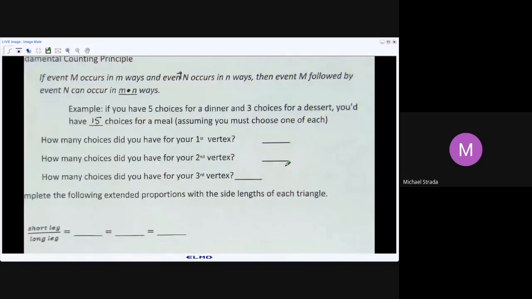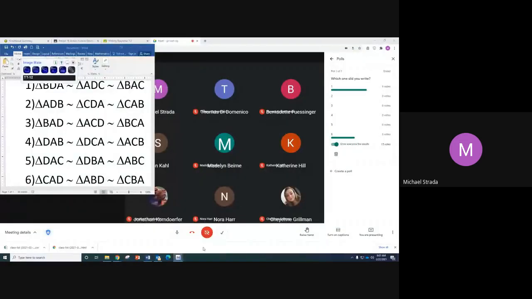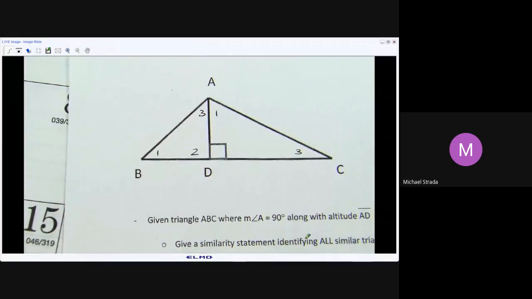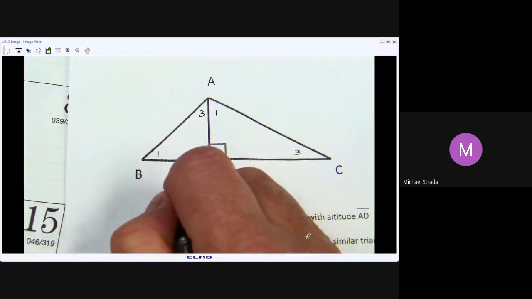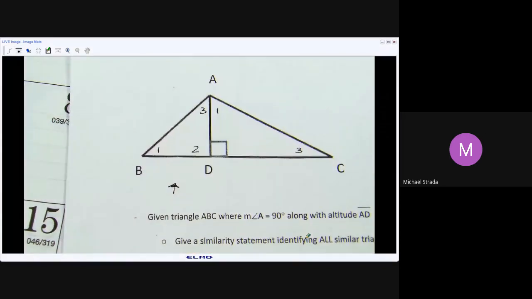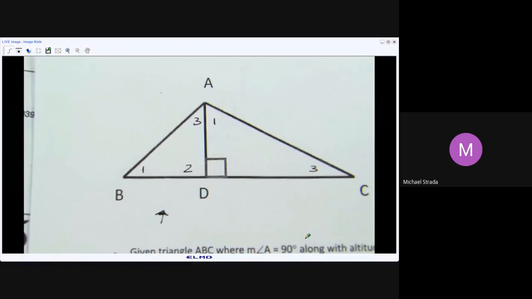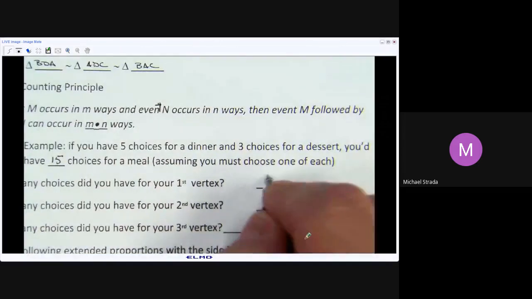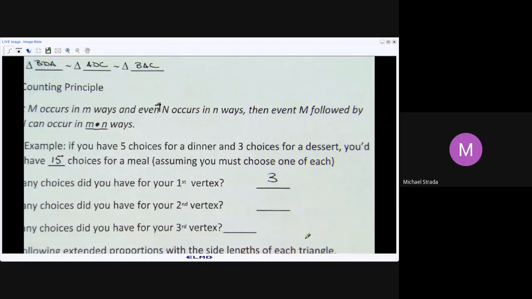All right, so when you start this, I'm gonna go back to the diagram. If I look just at the triangle on the left, how many different choices do I have for the first letter I pick? For any triangle? Three. Okay? So we have three choices for the first vertex. That makes sense? Because we can pick anything we want.